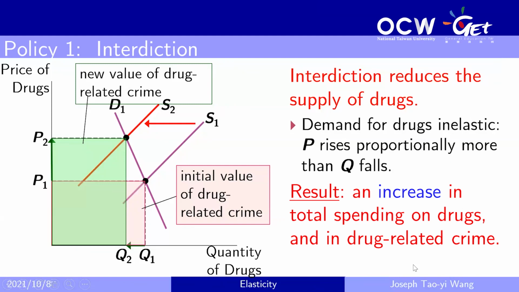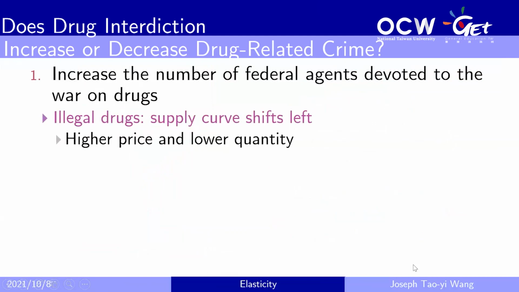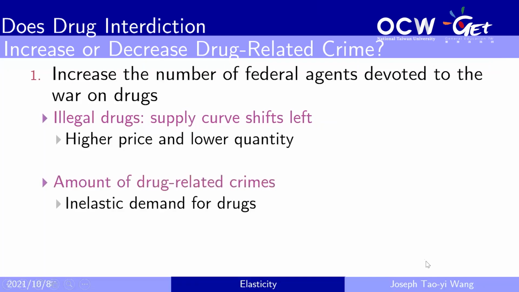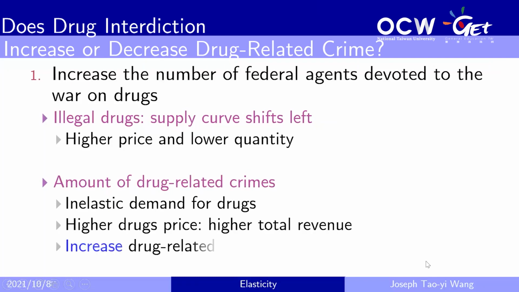All right, so let's continue. To conclude what we just saw, when you increase the agents devoted to the war on drugs, you're shifting the supply curve for drugs to the left. So that means higher prices and lower quantity. But because demand is inelastic, what you get is higher total revenue because the price effect is going to dominate the quantity effect, which means that you are increasing drug-related crime. So there's this backfiring going on.